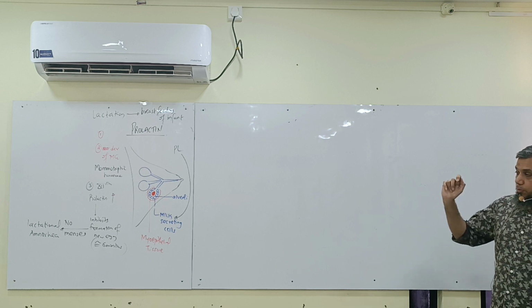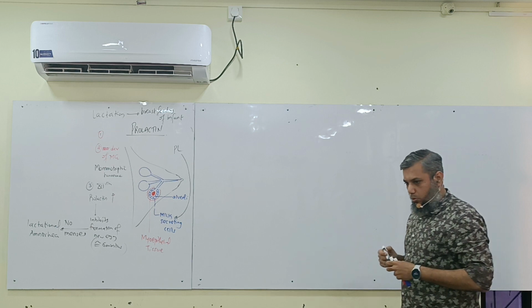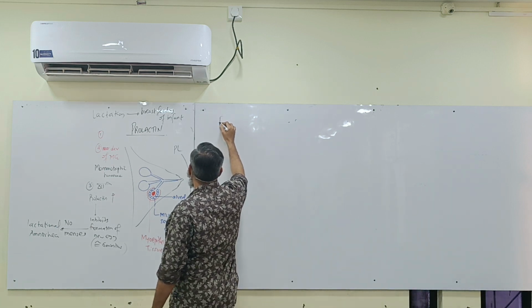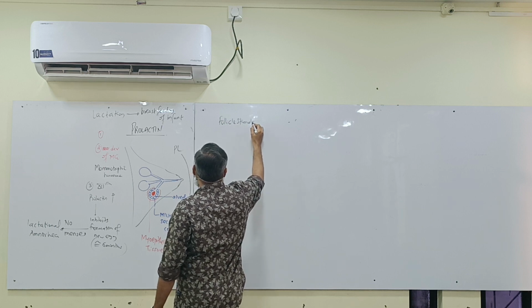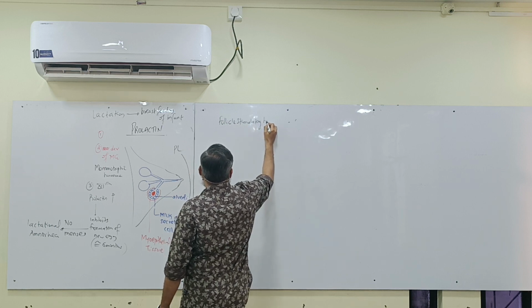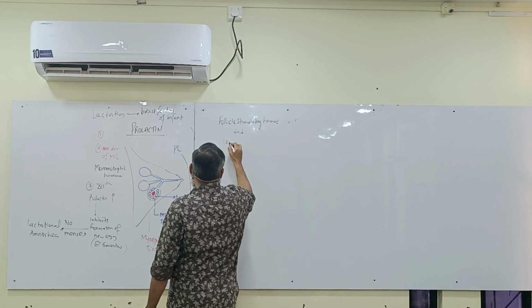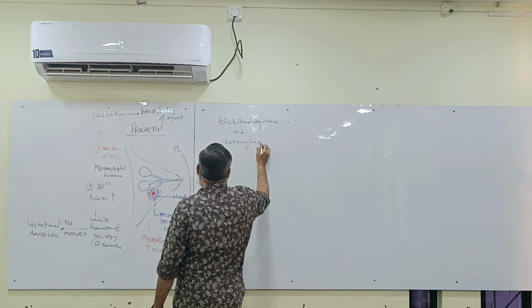Okay. That was for which hormone? Prolactin. The next is gonadotropins. What are the gonadotropins? Follicle stimulating hormone and luteinizing hormone.